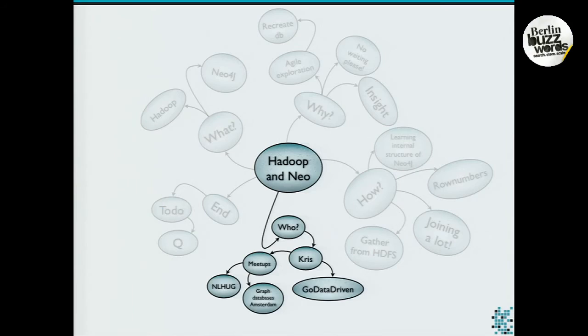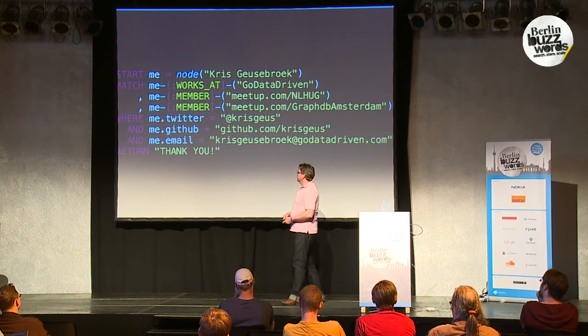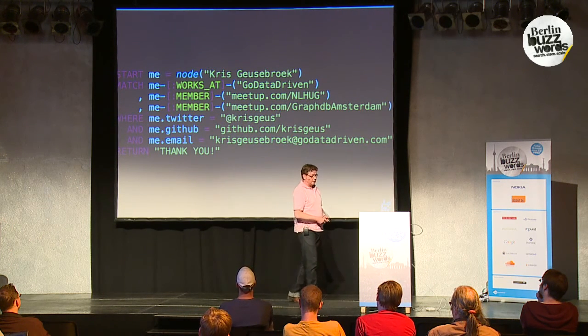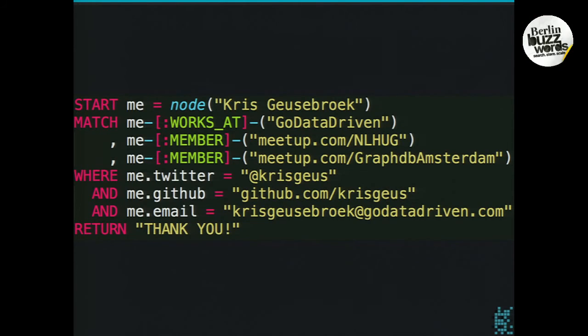Okay. Just a little about myself. This was the technical part. I wrote a little Cypher query to let you know who I am and what my email address is. I am part of the Dutch Hadoop user group meetup and the Graph database meetup. So there I can combine these two technologies also. My Twitter handle is Kris Geusebroek, and I'm on GitHub also.